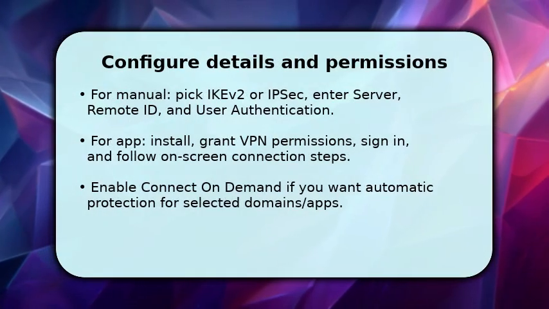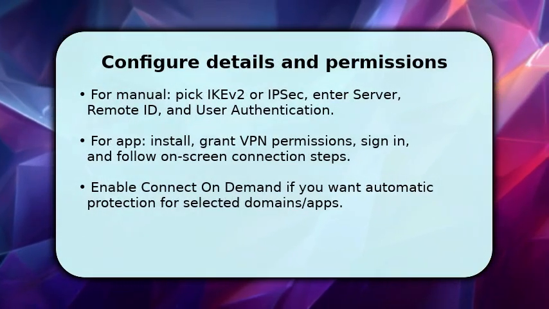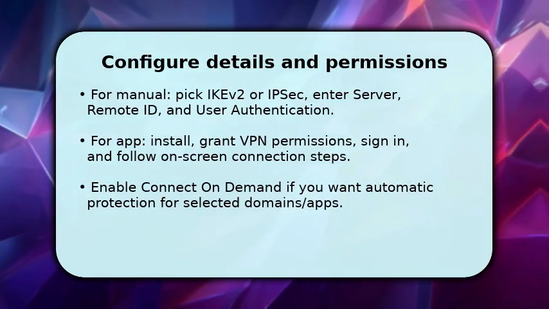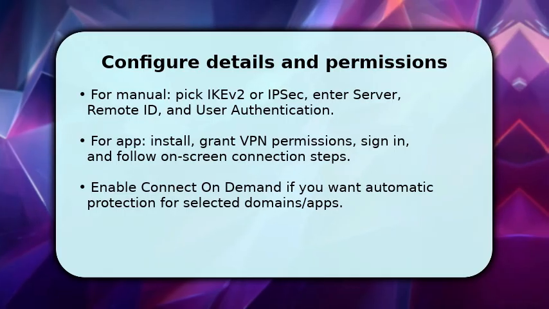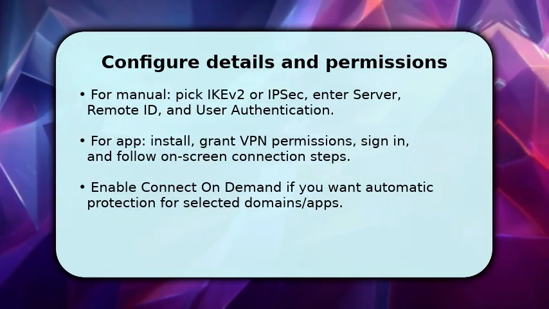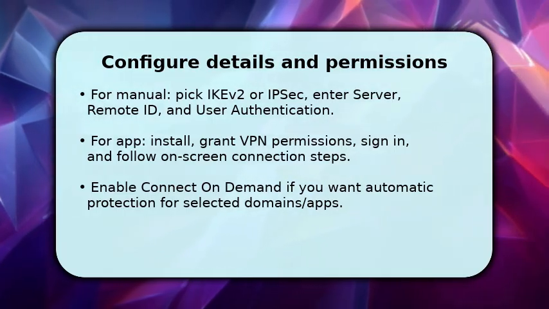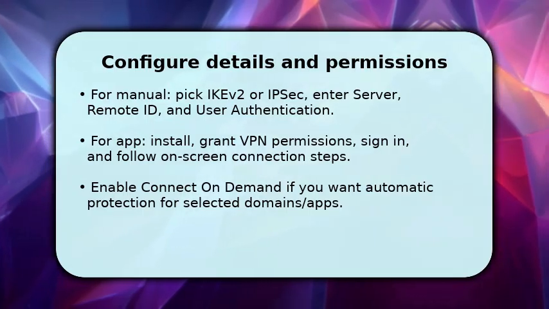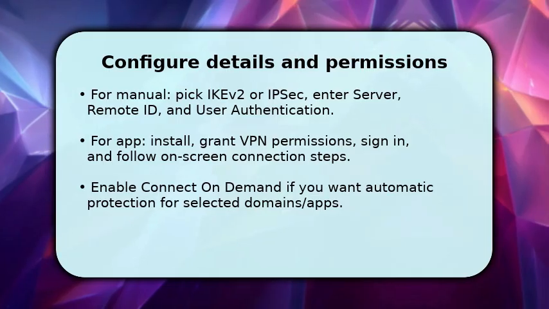Now configure the core settings. If you chose manual setup, select ICAV2 for speed and reliability, then enter the server address, remote ID, and your username and password. Save and toggle the switch to test. If you use the provider's app, install it, approve the VPN profile when prompted, sign in, and press Connect.